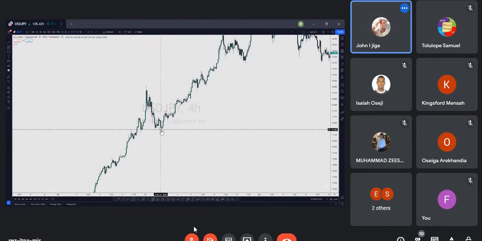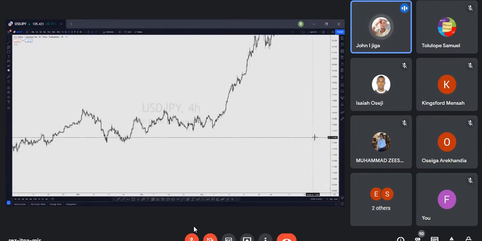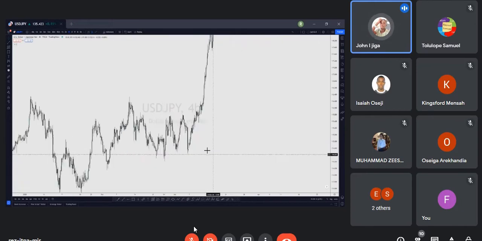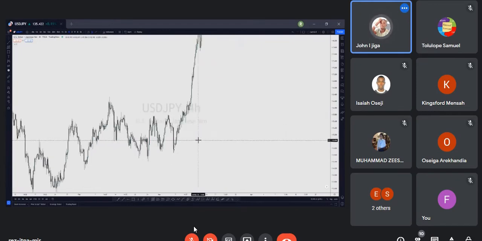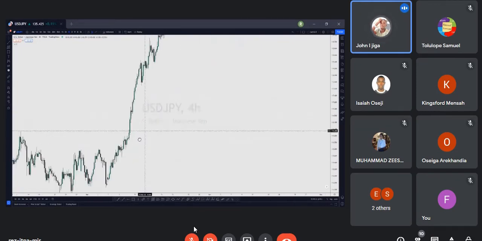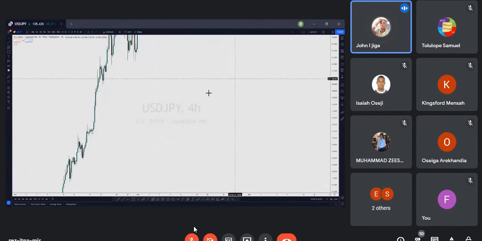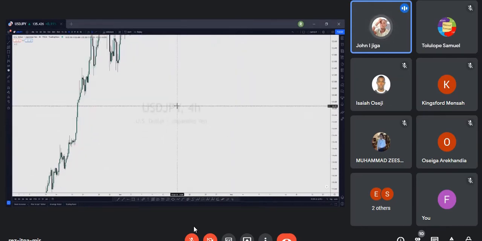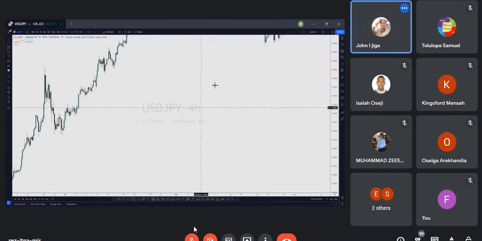You see, it mitigated this POI, went back up, never came back for a re-entry, just kept going up. You could see this kind of scenario happening over and over again. So there's nothing you could do about it. You see, it broke structure, came back down, cleared out liquidity. Now it breaks structure again, you're expecting a re-entry, right? But price never came back down, just went straight up. So I don't think there's anything you can do about it. There's no specific cheat code or strategy you could use to catch that. If it happens, it happens. There's nothing you could do.